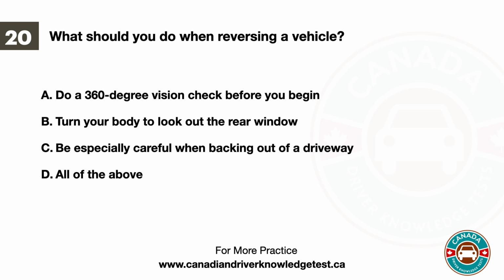Question 20. What should you do when reversing a vehicle? A. Do a 360-degree vision check before you begin. B. Turn your body to look out the rear window. C. Be especially careful when backing out of a driveway. D. All of the above. The answer is D. All of the above.